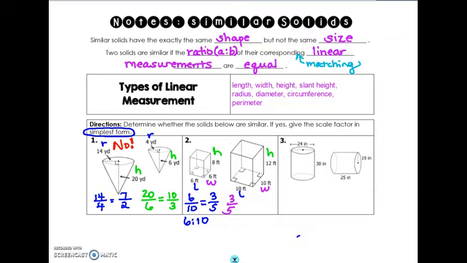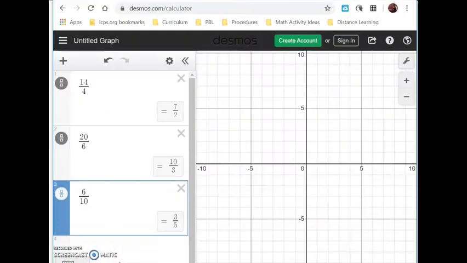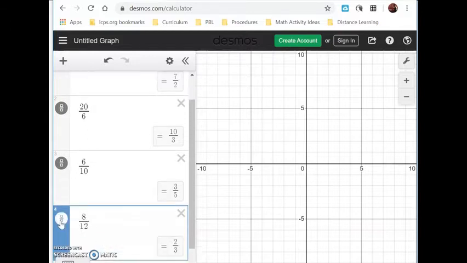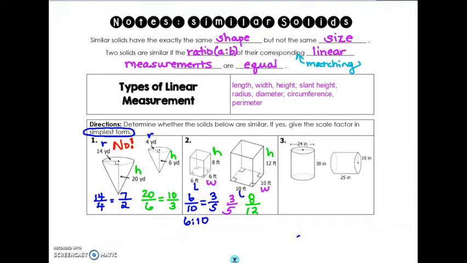But then I got to check my height. My height is 8 over 12. Let's go to Desmos, see what 8 over 12 simplifies to. 8 over 12. Hit the fraction bar again. That's 2/3. So I do not have the same fraction for the last one. Even though the first two, the length and the width, were the same ratio, I cannot say they're similar because that last ratio was not equal to 3/5. So you always have to check all the dimensions they give you. My answer again here is no.